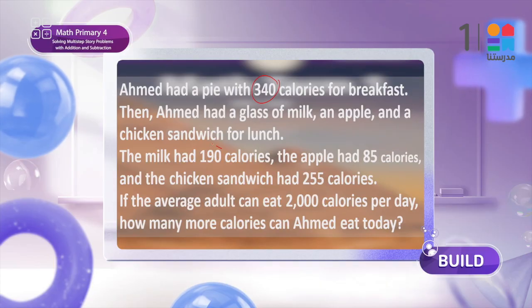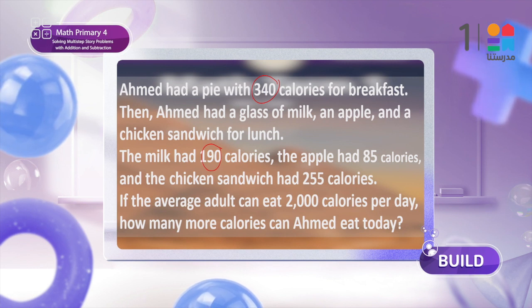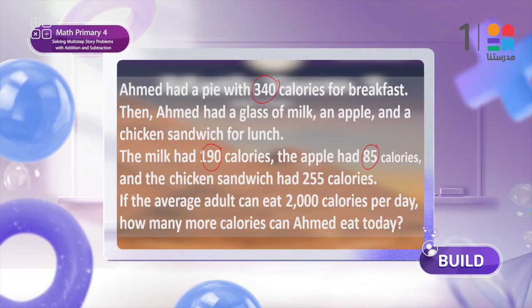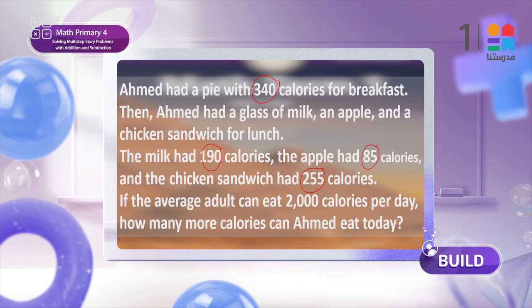We will circle 340. Then Ahmed had a glass of milk, an apple, and a chicken sandwich for lunch. The milk had 190 calories. So I will circle the number, as we agreed. The apple had what? 85 calories. So circle this number. The chicken sandwich had 255 calories. Of course, I will circle the number. We agreed that any number I find, I circle right away.